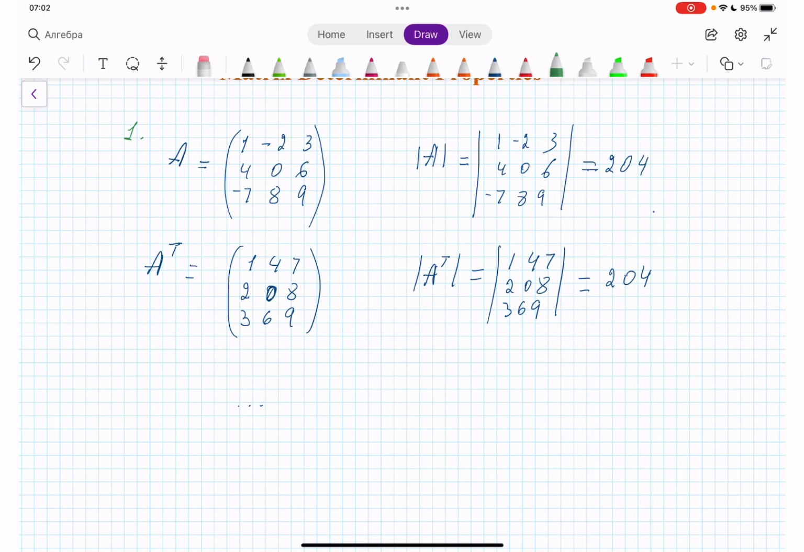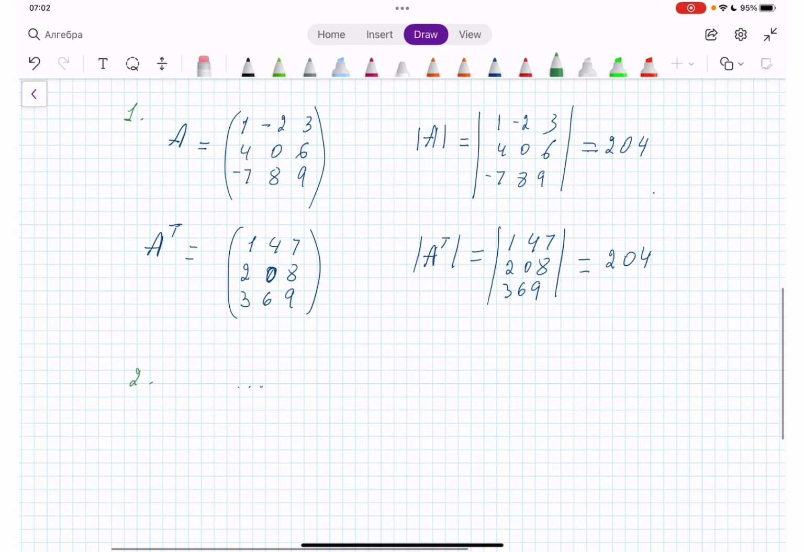Moving to the next property, number 2. This property says that if 2 rows or 2 columns of the determinant are swapped, then the determinant will change the sign. Now, you need to remember one thing here. We are talking only about the determinant. Nothing can be rearranged in the matrix itself.